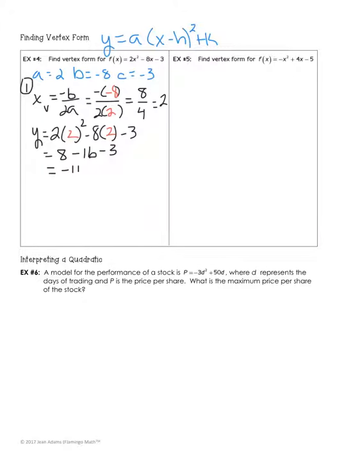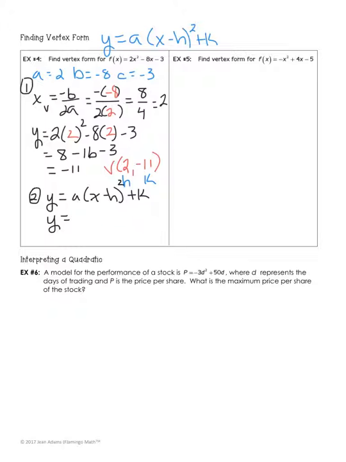So the vertex is 2, negative 11. What that gives me is my h and my k. And then I know that my a is 2. So step 2, use your form. So I don't plug in for y.